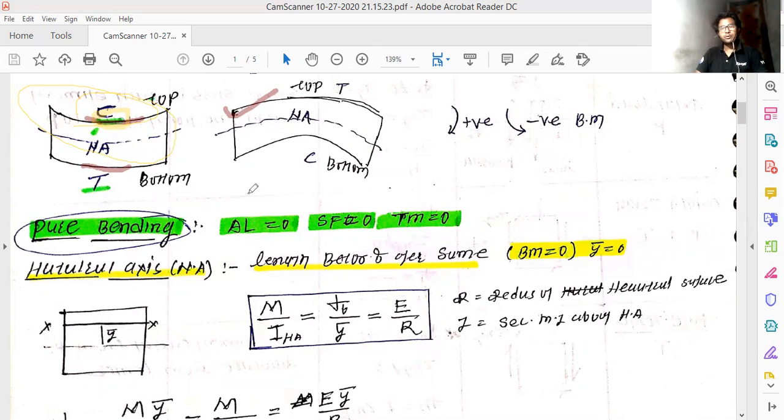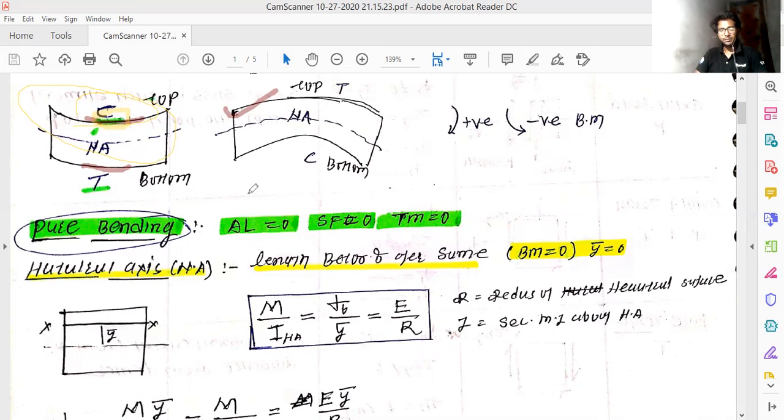Sometimes you are asked to find the elongation of a particular section or layer from the neutral axis. At that point you need to find the extension as well as the shear stresses and bending moment, and many other things you can find out.